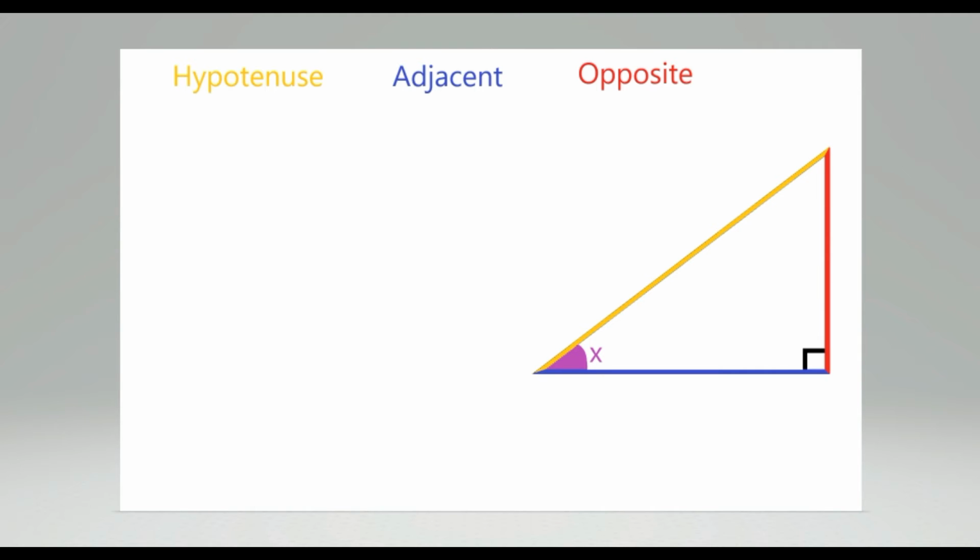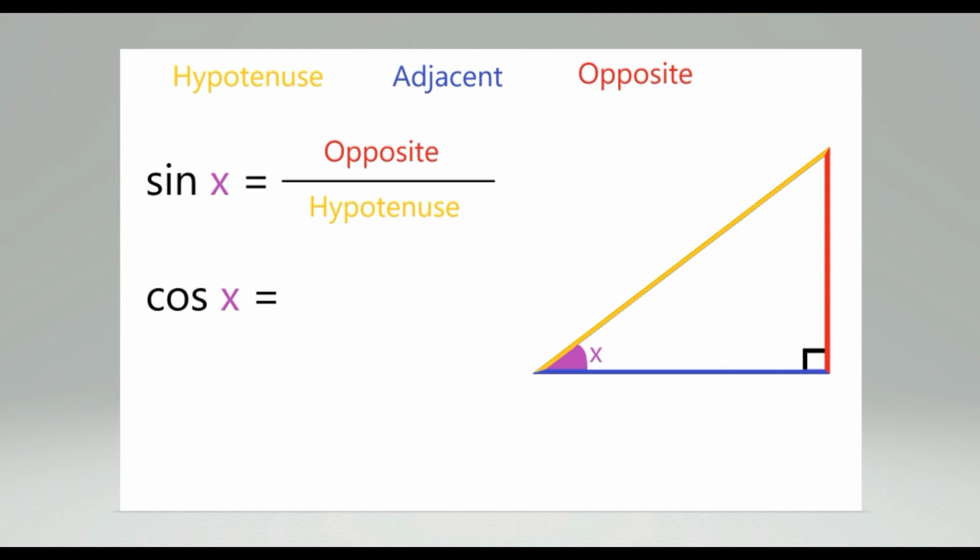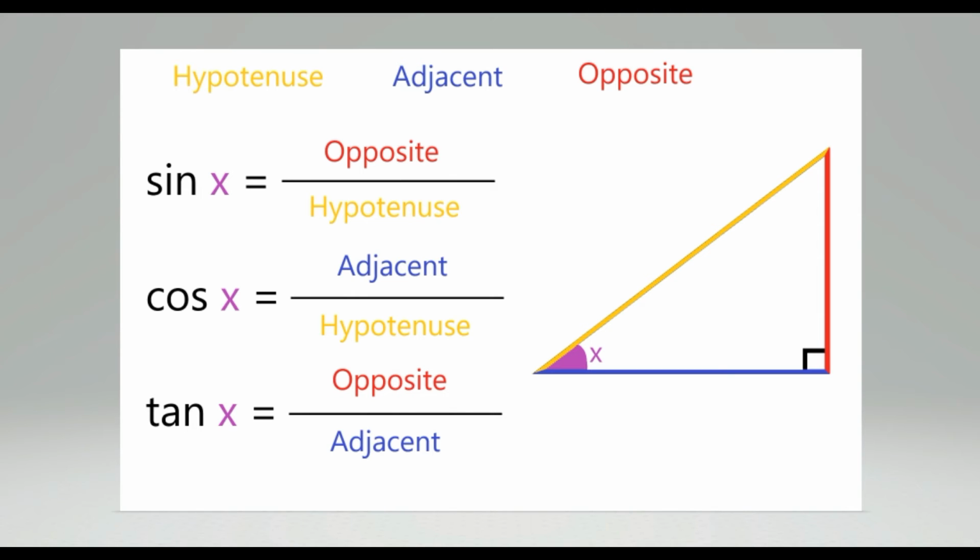So now that we know the sides, let's talk about three trigonometry ratios: sine, cosine, and tangent ratios. Sine x is equal to opposite over hypotenuse. Cosine is equal to adjacent over hypotenuse. And the tangent is equal to opposite over adjacent. An easy way to memorize these ratios is to remember the acronym SOH CAH TOA.